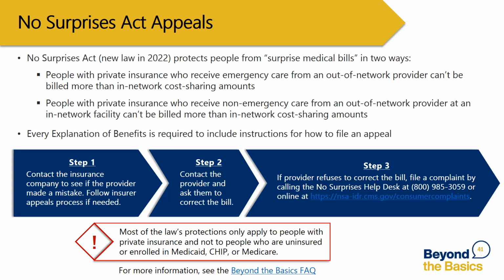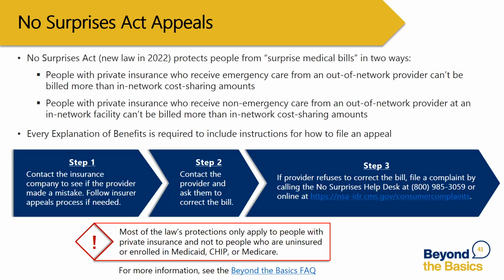The second is people with private insurance who get non-emergency care from an out-of-network provider at an in-network facility. So let's say you know that your local hospital is in your network, and so you go to them for care, but then all of a sudden you're getting billed by the hospitalist or the anesthesiologist who's out of network. The No Surprises Act protects those situations too. If you go to an in-network facility, you can't be billed more than in-network amounts, even if you have some out-of-network providers at that facility.